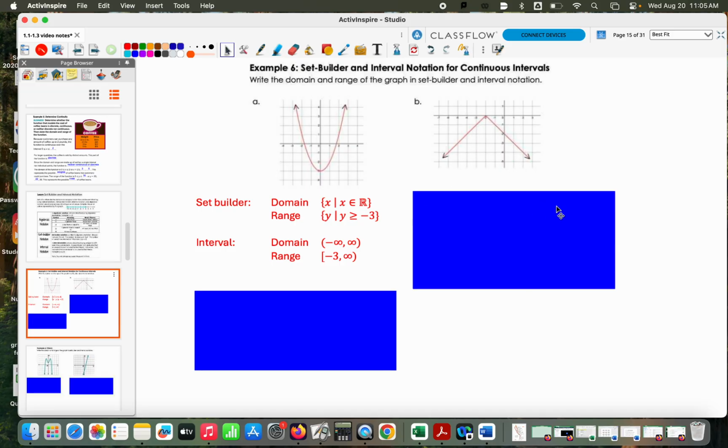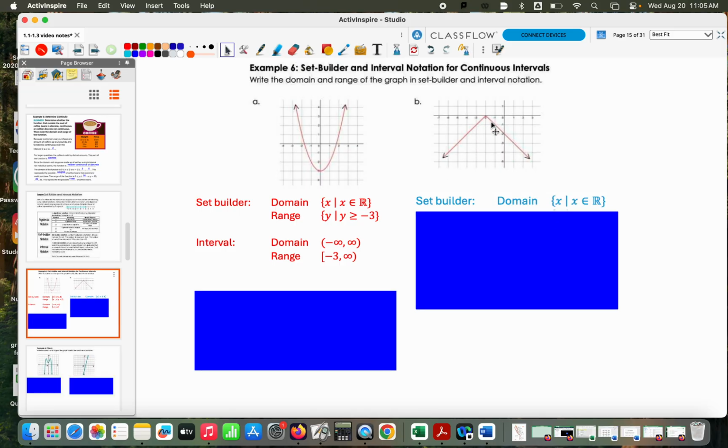Let's try it again. You'll notice a lot of these, the domain is pretty basic. It's, again, an element of the real numbers here because it keeps going left and it keeps going right.